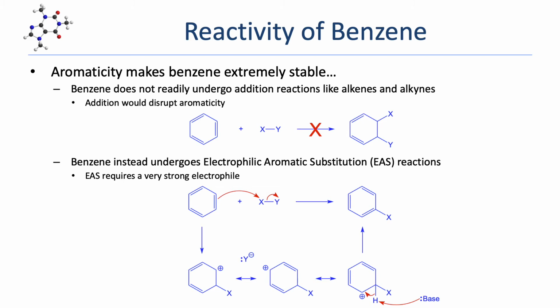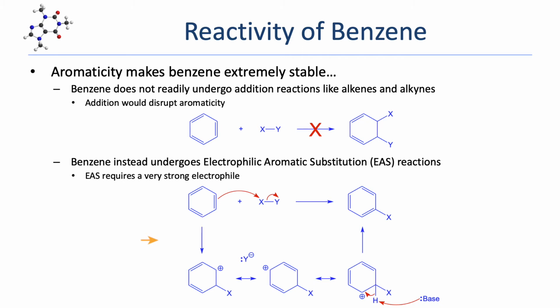Benzene instead undergoes a mode of reactivity called electrophilic aromatic substitution, or EAS for short. This is a substitution in which one of the hydrogens on the benzene ring is replaced by an electrophilic atom. So here I showed the general mechanism of an EAS reaction, using XY as a generic electrophile. If you take a quick look at the mechanism, you can see that the aromaticity is actually temporarily disrupted. The temporary loss of aromaticity means that EAS reactions require very strong electrophiles.